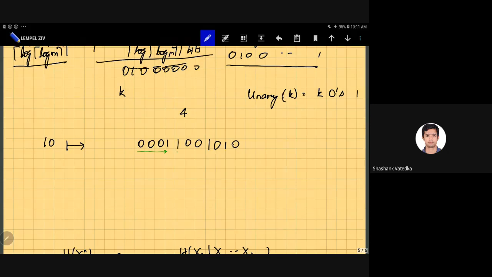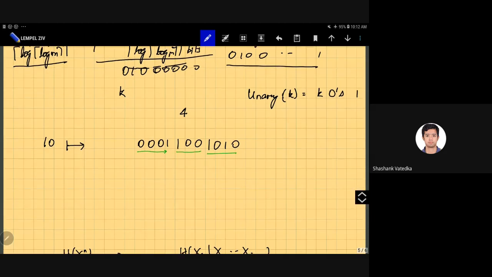So I read the next 3 bits. I get to know that these 3 bits are 100, which basically represents the integer 4. So I know that I have to read the next 4 bits in order to recover m. And the next 4 bits are 1010, which represents the number 10.